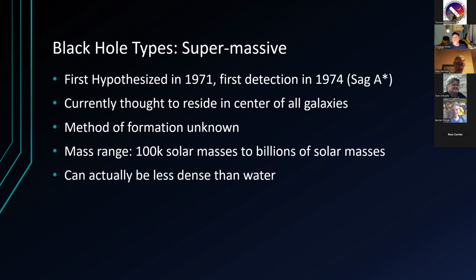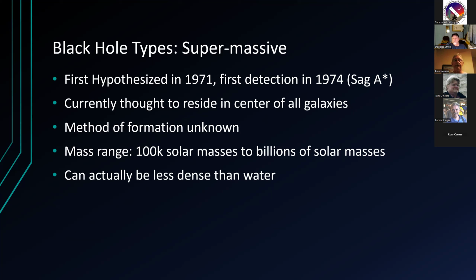We're getting close to the end here, finishing up with the different types of black holes, starting with what is probably the more interesting topic today in modern astrophysics: supermassive black holes. These were first hypothesized around the time of the first detection of a black hole in 1971. And we detected our first supermassive black hole, Sagittarius A*, 3 years after we detected our first stellar mass black hole.